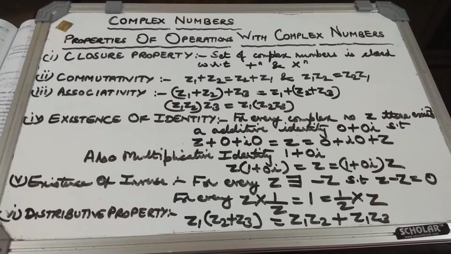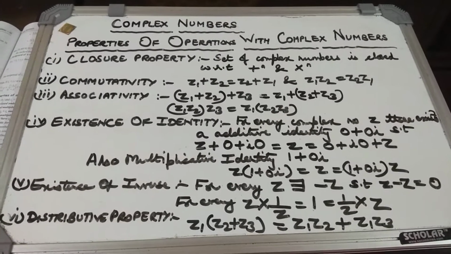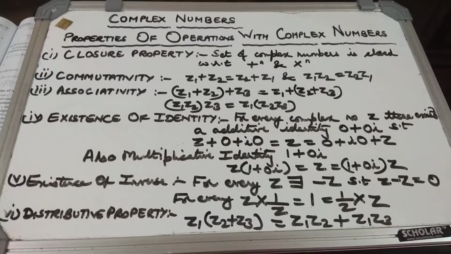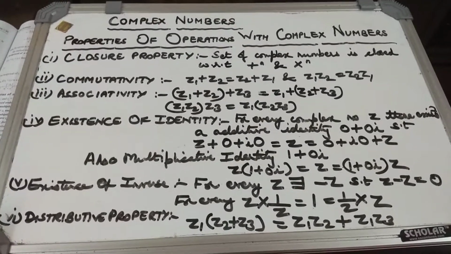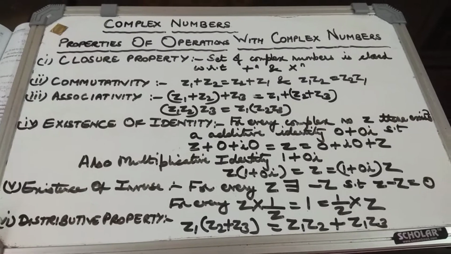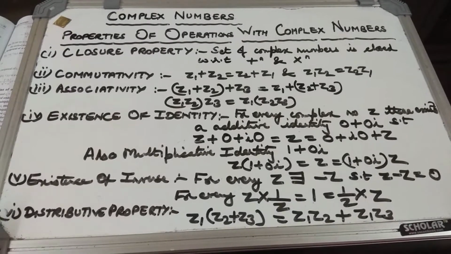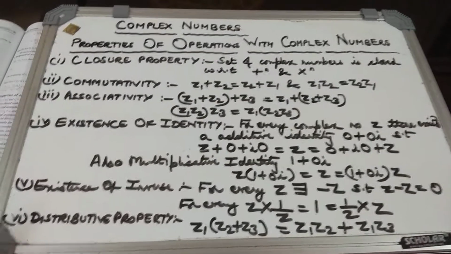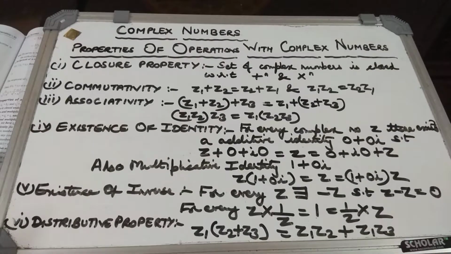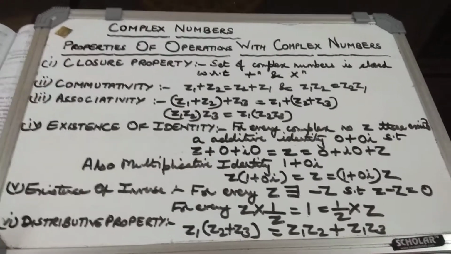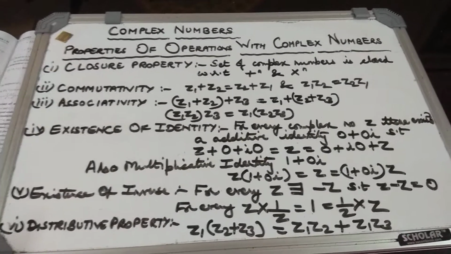Now comes the second property, commutativity. That is, in addition and in multiplication, the order of adding the numbers is immaterial. It does not matter. For example, if you have two complex numbers, then z1 plus z2 is equal to z2 plus z1. And similarly, in multiplication, z1 into z2 is equal to z2 into z1. Therefore, it is commutative with respect to addition and multiplication both.